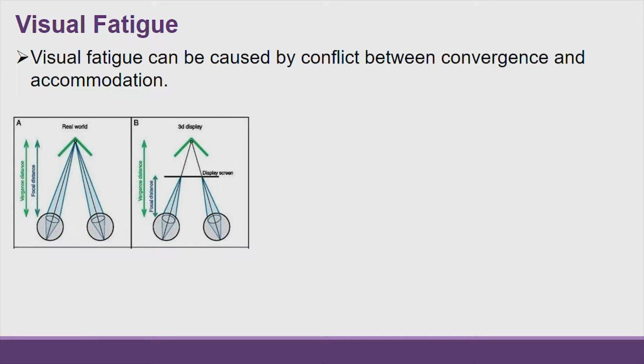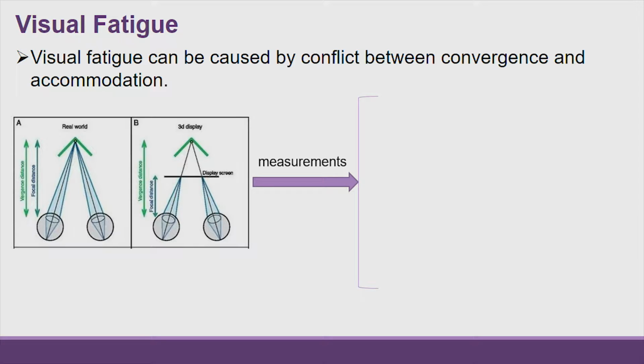Visual fatigue is caused mainly by conflict between convergence and accommodation. Here we can see in figure A, when we are watching an object in the real world, the vergence distance and the focal distance are the same. But in figure B, when we are watching an object in a 3D environment, the vergence distance and the focal distance are different, which can cause the conflict. So it's very necessary to evaluate the visual fatigue.